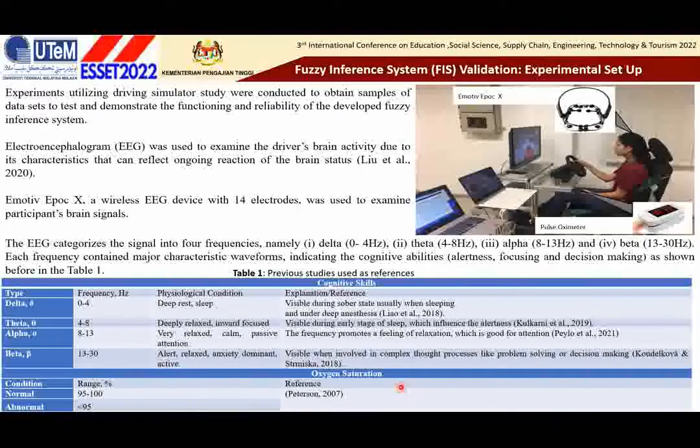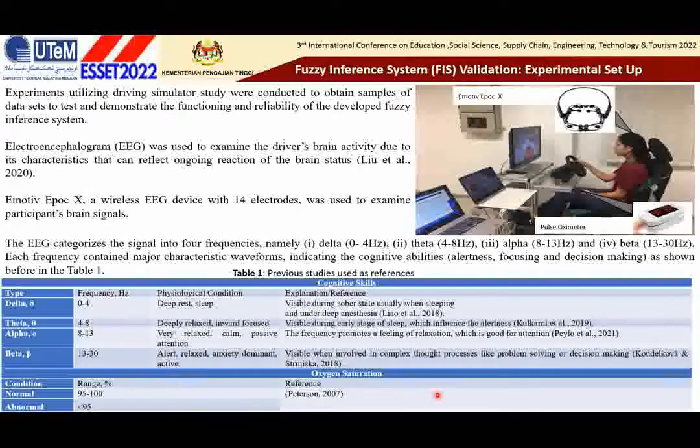So next is the experimental setup to obtain data sets to validate my system. The experiments utilizing a driving simulator study were conducted to obtain samples of data sets to test and demonstrate the functioning and reliability of the developed fuzzy inference system. In this experiment, EEG was used to examine the driver's brain activity due to its characteristics that can reflect ongoing reactions of the brain status.